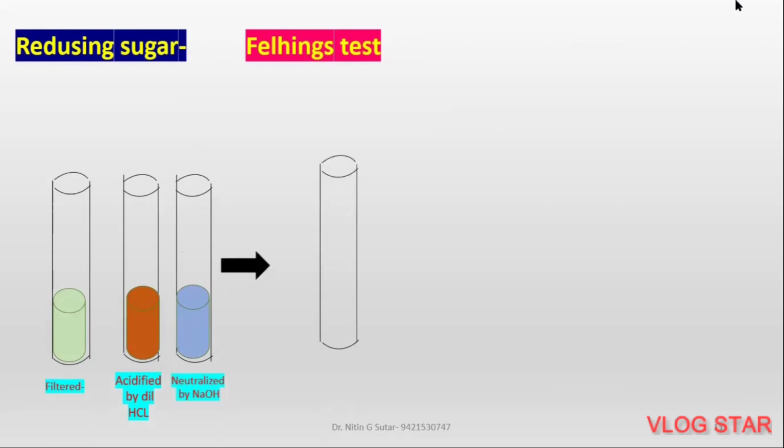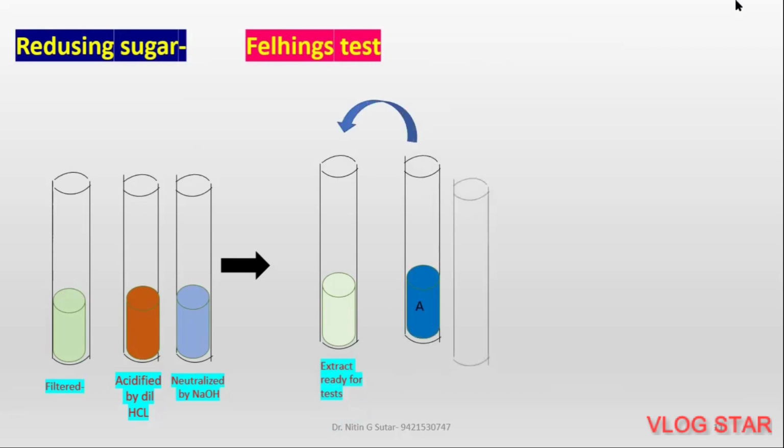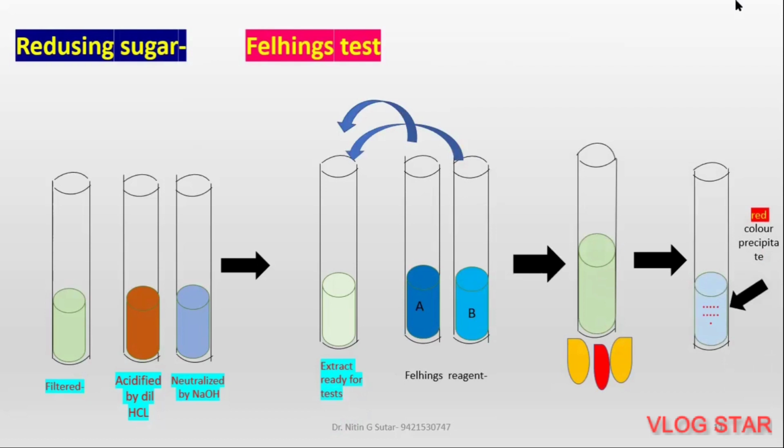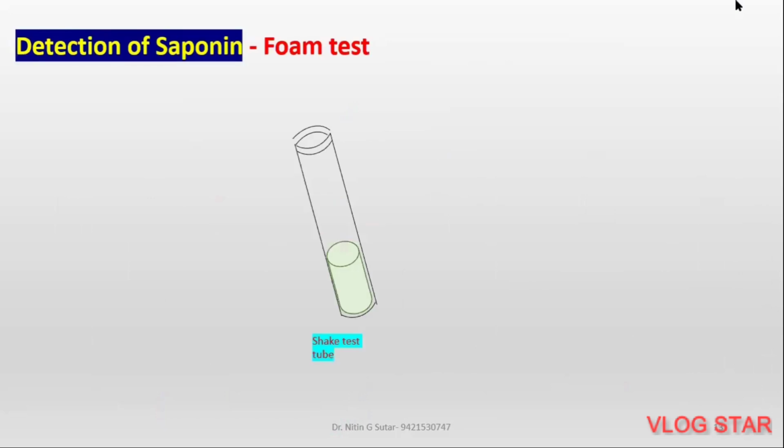After addition of acid and neutralization by sodium hydroxide, your solution is ready for reaction with Fehling's reagent. Then to this one, you are going to add Fehling's solution A, then Fehling's solution B. Once you have added the Fehling's reagent, heat that particular mixture. Once you heat this one, a reddish color precipitate is formed. That indicates that reducing sugar is present. This is the confirmation.